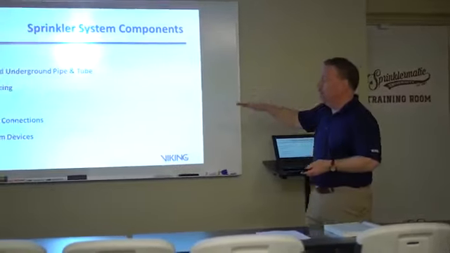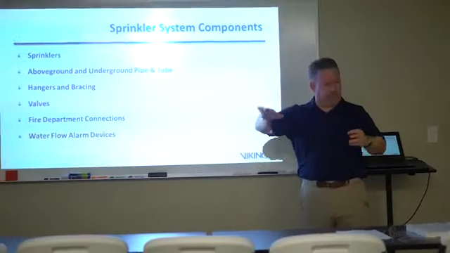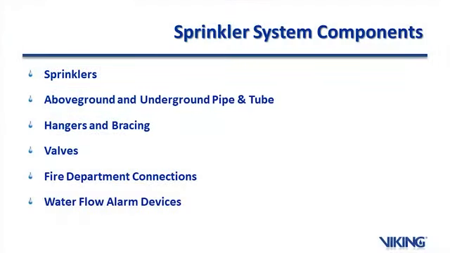So in this particular presentation, we're going to look at these 6 component areas. We'll take a look at the sprinklers, the above ground pipe and tube, hangers and bracing, valves, fire department connections, and water flow alarm devices.